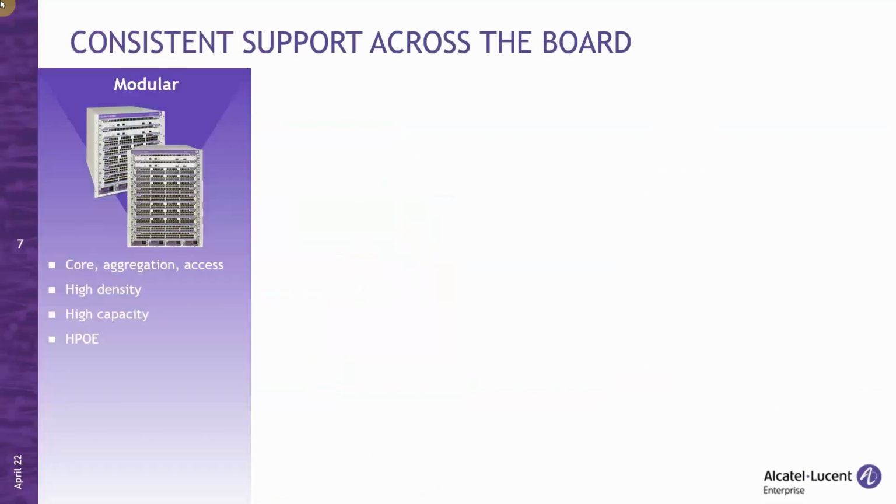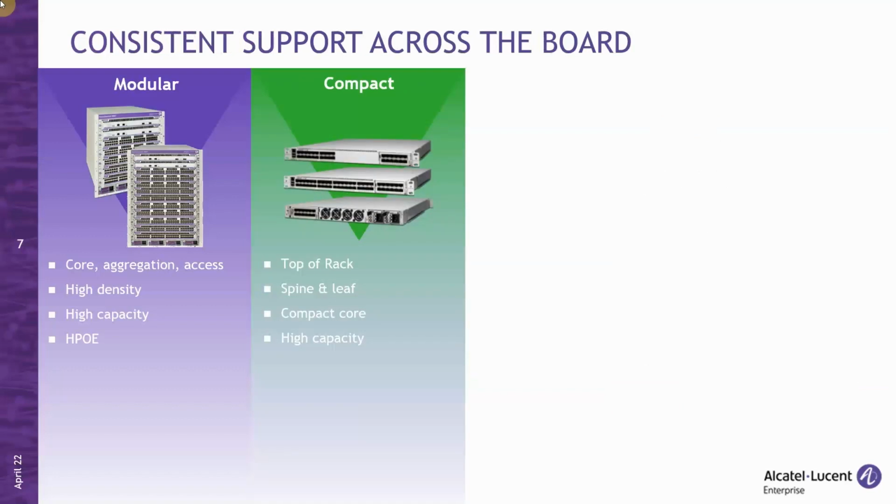On modular switches with high density and capacity that you can use at core, aggregation, or even the access layer. On compact switches that you can use as a top of rack in the data center or in a spine and leaf architecture, but you can also use as a compact core in the campus. And these switches also provide high capacity wire rate performance in a compact form factor.